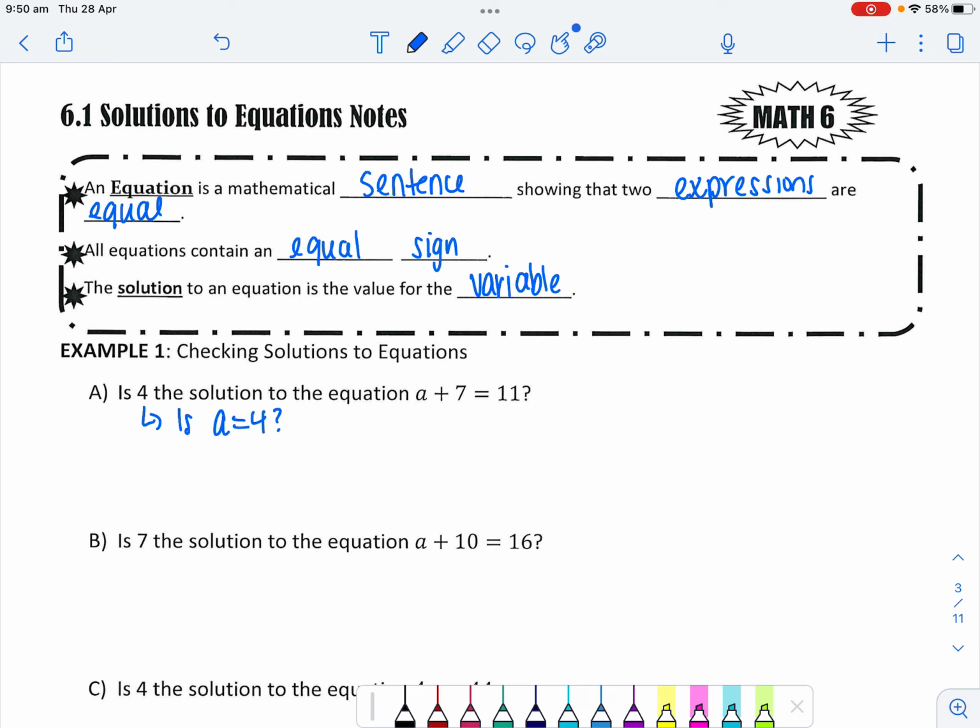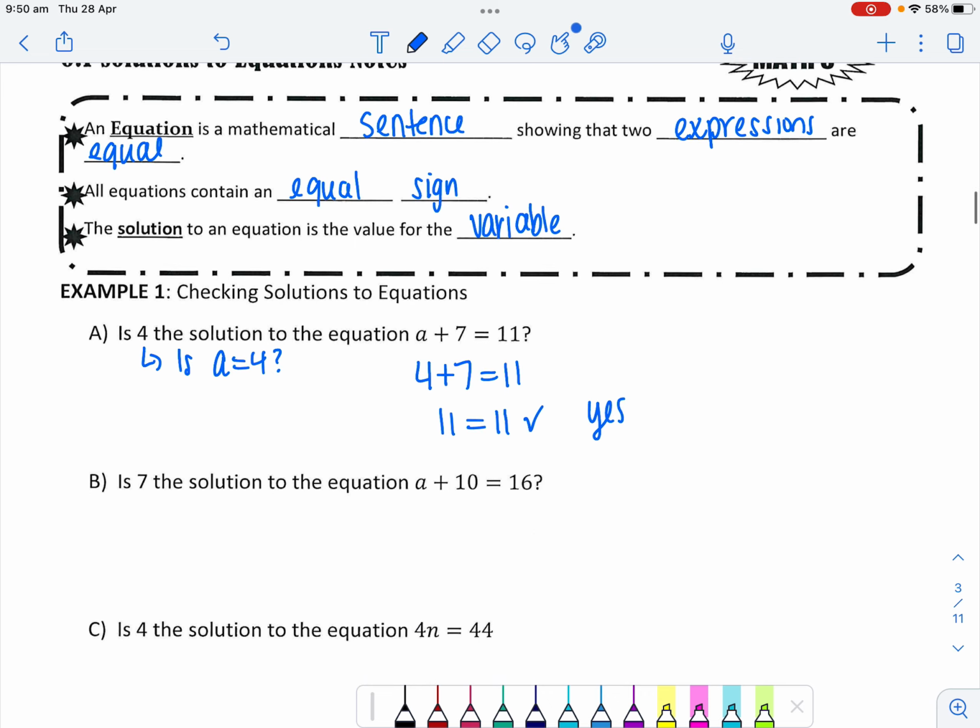So what I'm going to do is I'm going to take that 4 and I'm going to put it in for a. So 4 plus 7 is equal to 11. And then I'm going to figure out if that's true. 4 plus 7 is 11, and 11 is equal to 11. So yes, 4 is the solution.